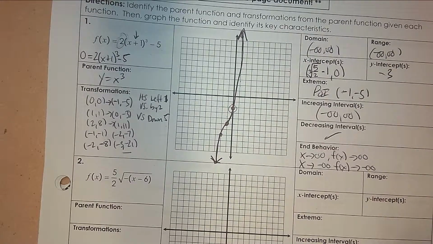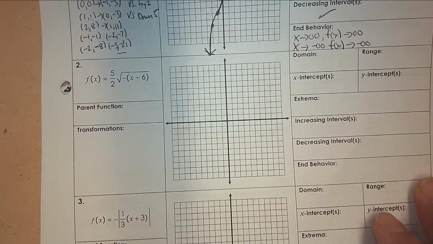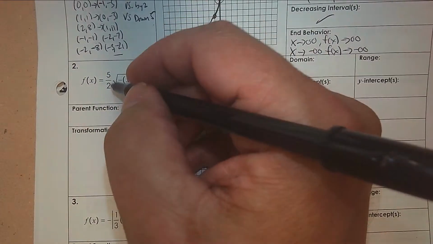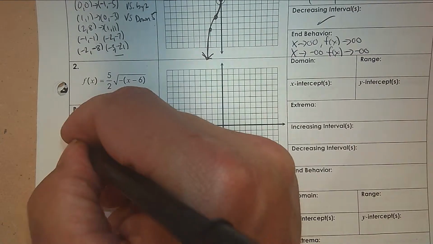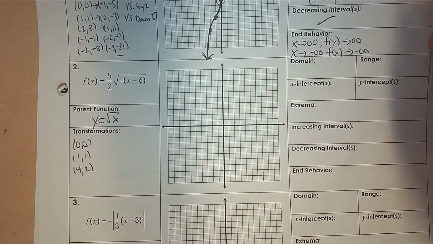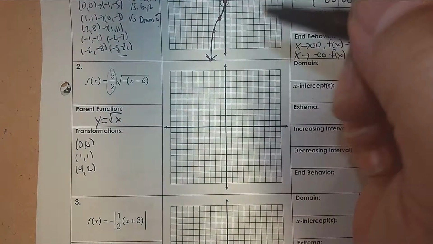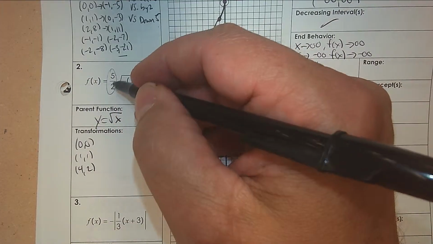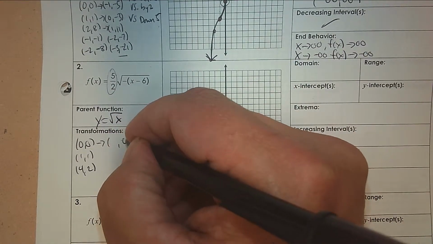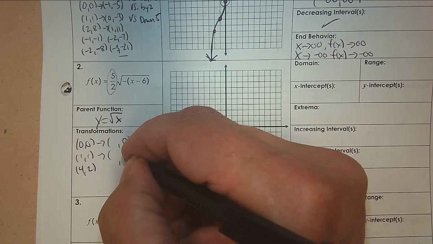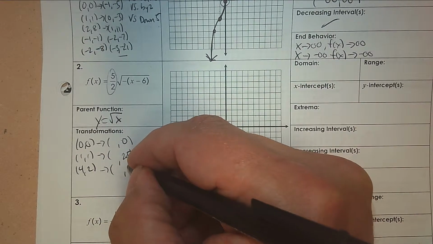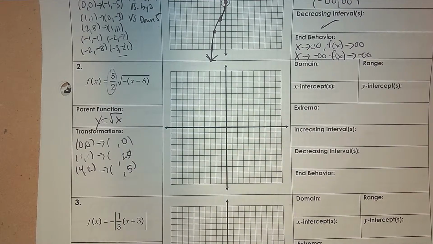All right, number 2. The parent is just the square root of x. I'm going to write down the parent points, 0, 0, 1, 1, and the square root of 4 is 2. That's good enough. When I look outside, that's what affects the y-coordinate. It's a stretch of 2.5. So just the y's, I'm going to multiply by 2.5. That's 0. 2.5 is 2.5. And then 2 times 2.5, like doubling 2.5, and you get 5.